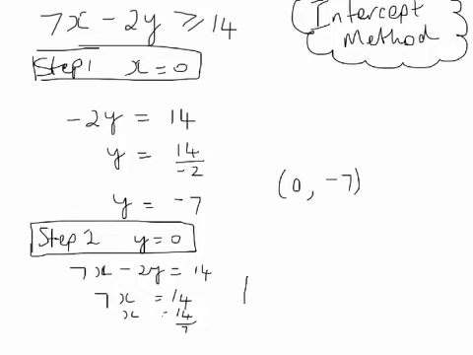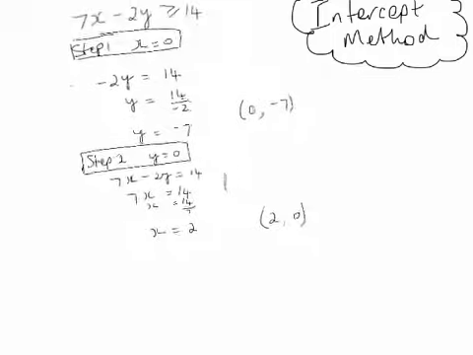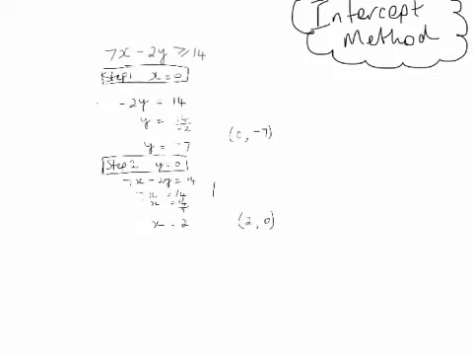So x equals 14 on 7. And if I just move that up, that means that x is equal to 2. So my next point is going to be 2, 0. Now I've got to plot those 2 points, so that's step 3. Oops, I'm just going to shrink all that down and move that up. Okay, so now step 3 is I've got to graph those.